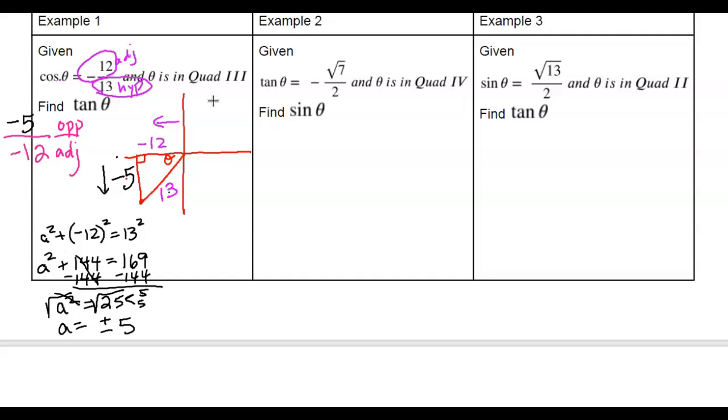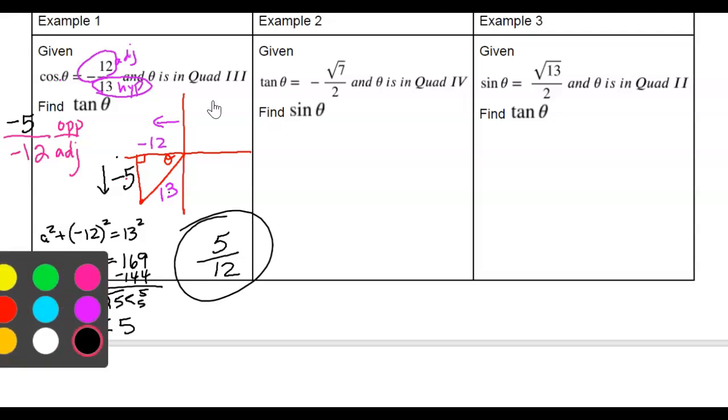Now, I don't want to leave my answer as negative 5 divided by negative 12. We still do simplify because it is a ratio. We don't write these as decimals though. So 2 negatives make a positive, so I just get 5 over 12. Okay. There are a lot of skills being combined on this one problem. This gives you a little taste of the complexity of Sec 3, just so you know.